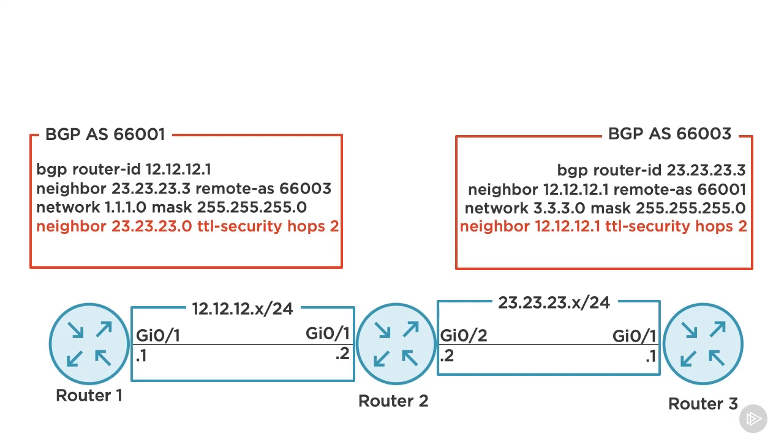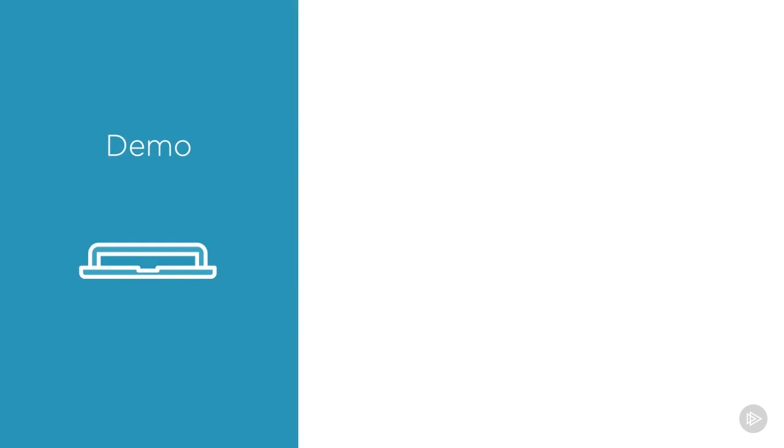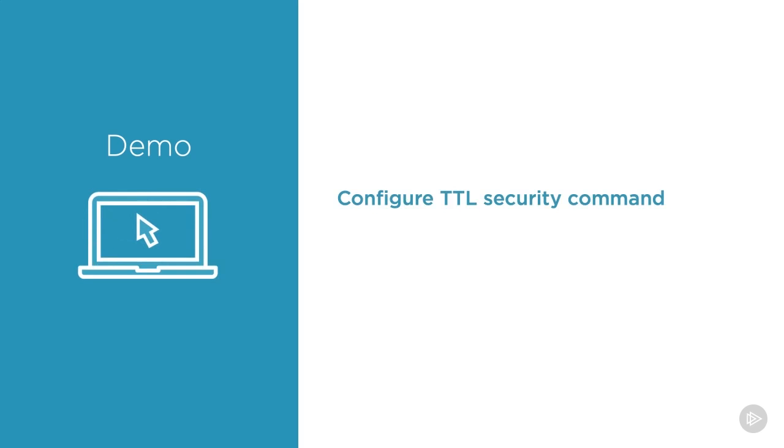This doesn't just protect against peering with an unauthorized neighbor, it also helps prevent a denial of service of the BGP process. If an attacker tries to perform a CPU exhaustion attack by sending a large number of TCP SYN packets, if the TTL is too high, the router will not accept the packet and the CPU resources won't be affected. So, in this demo, we will add the neighbor TTL security hops command to allow for the eBGP peers to form a neighbor relationship with each other while not leaving themselves exposed to a CPU exhaustion attack.